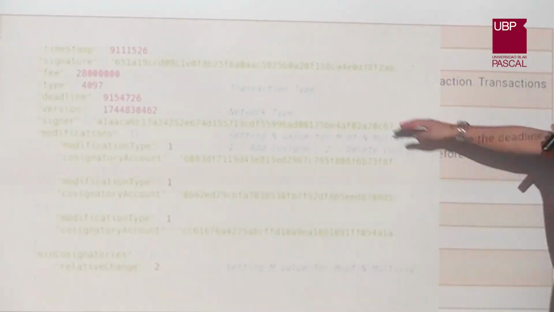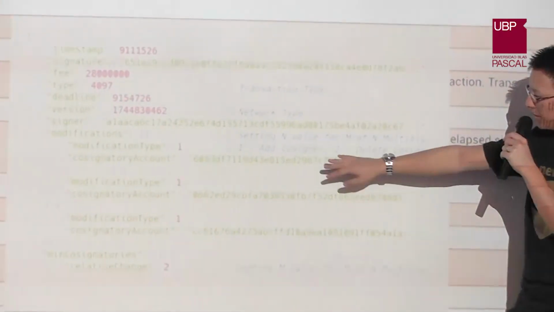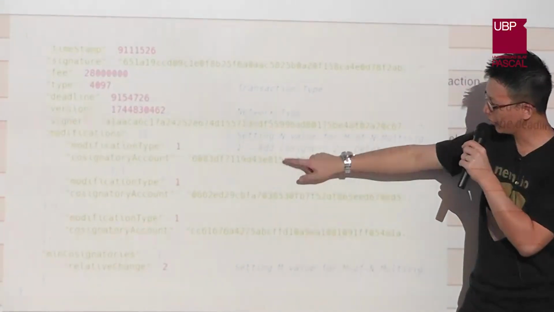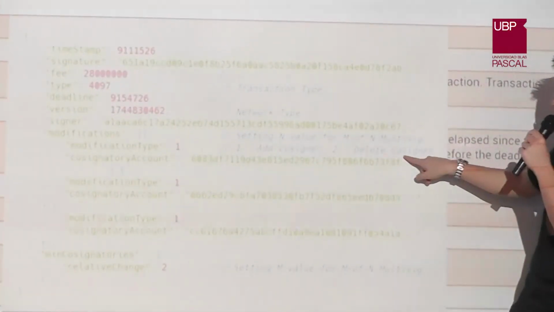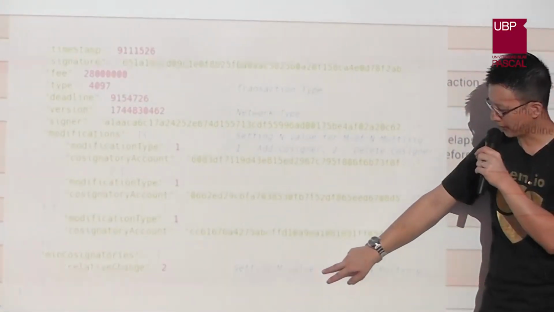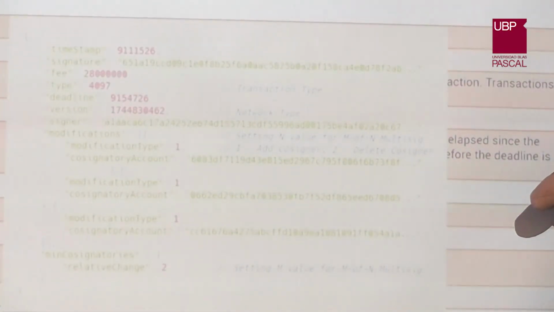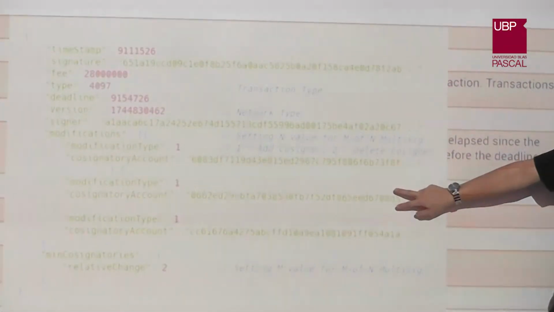So here it's a transaction type of 4097. I'm basically adding 3 accounts. One is basically to add, 2 will be delete. And then here I'm setting how many signatures are required. So this is a 2 of 3 multi-sig.